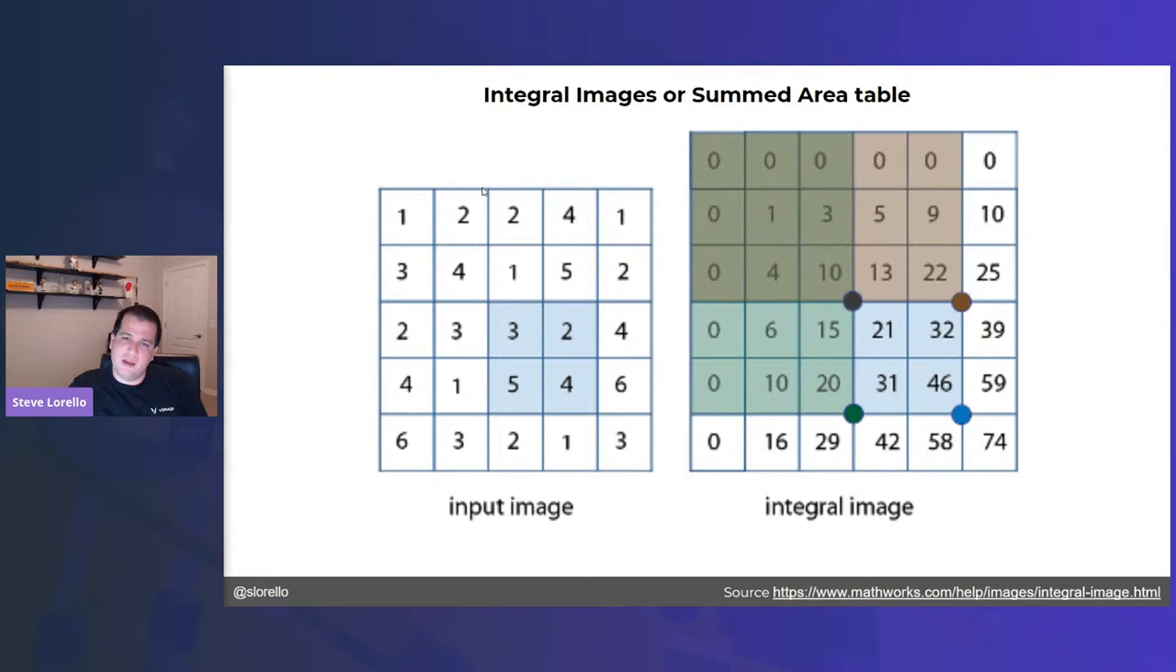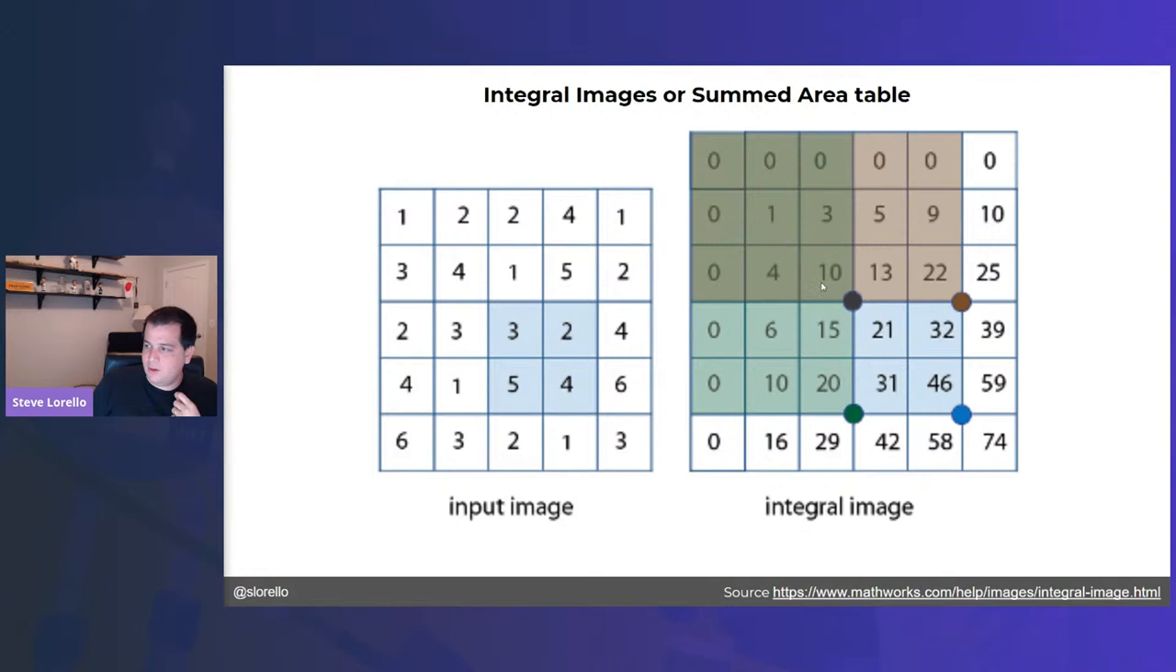So if you might recall, an integral is just the area under a curve. That's the sum of everything up to a certain point in the function. And that's exactly what these are. Remember I said that an image at the end of the day is just a function? Well, this is probably a slightly more extreme version of that. But what an integral image is: every pixel in the image becomes the sum of every pixel above and to the left of that pixel.